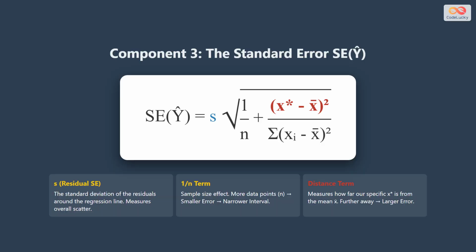The third component is the standard error. The formula looks complex, but let's break it down. It includes the residual standard deviation. Notice the term 1 over n. This shows that a larger sample size reduces error. Crucially, notice the distance term, x star minus x bar squared. This means that the further our specific x is from the mean of all x values, the larger our standard error becomes.